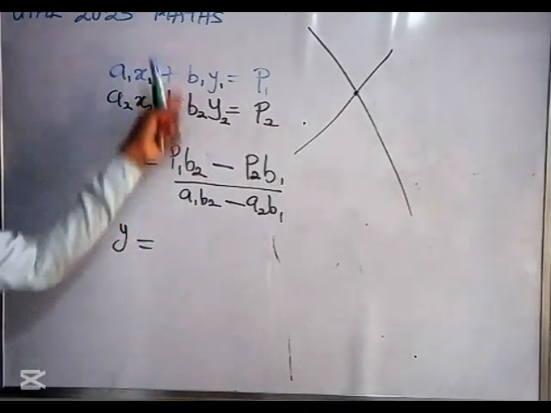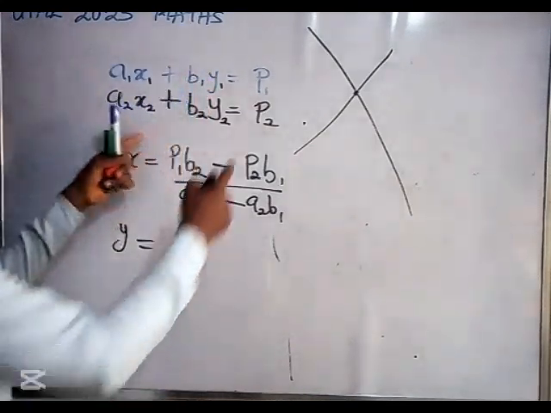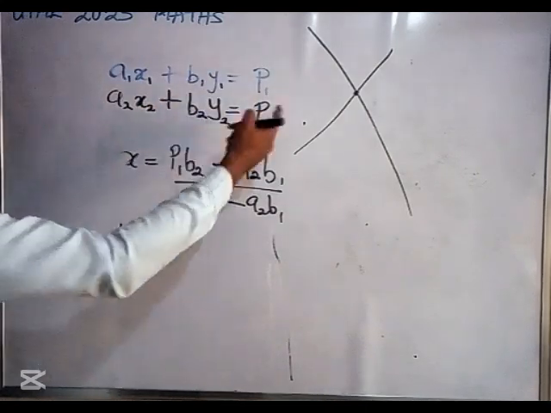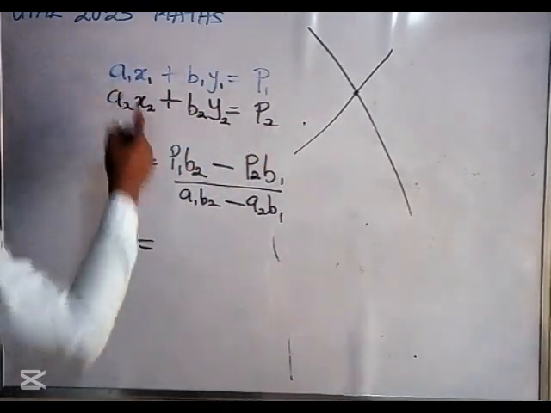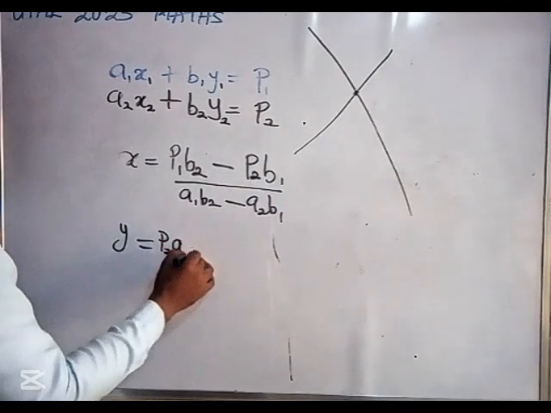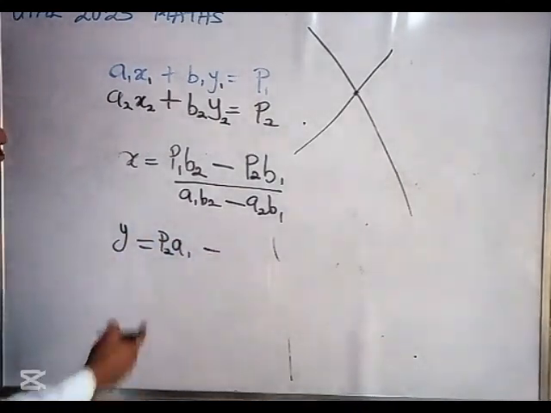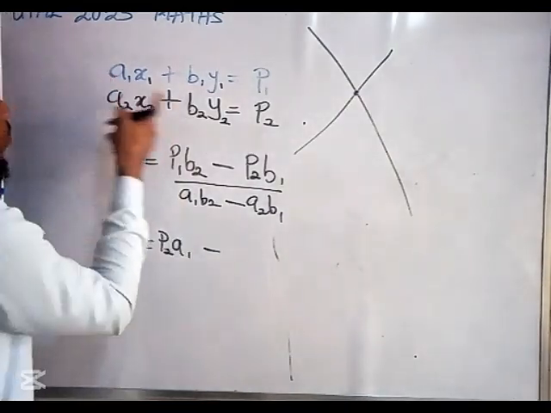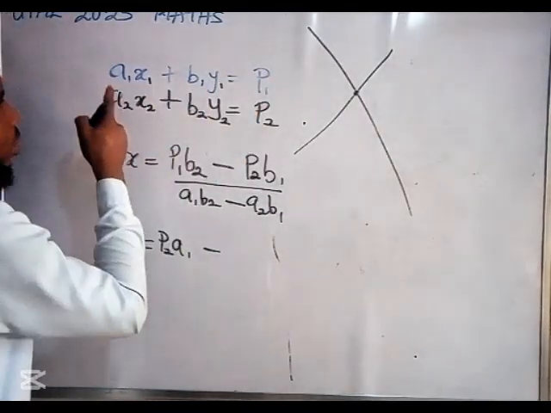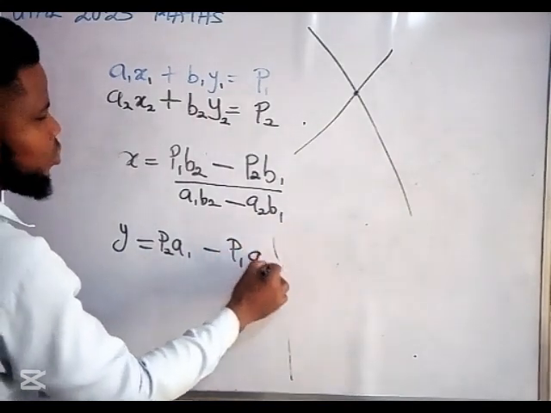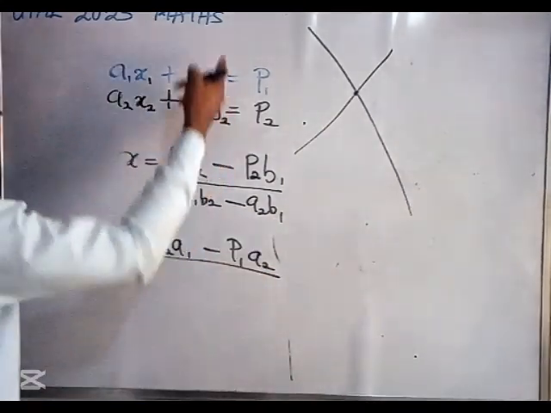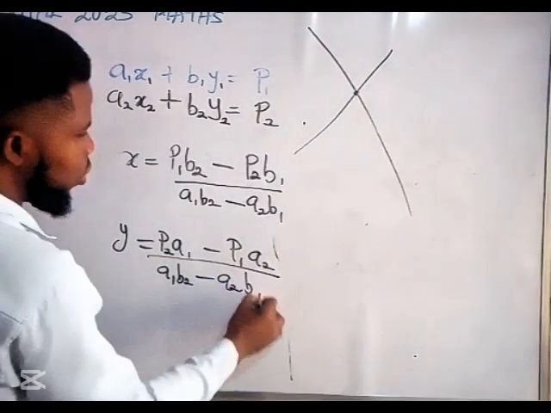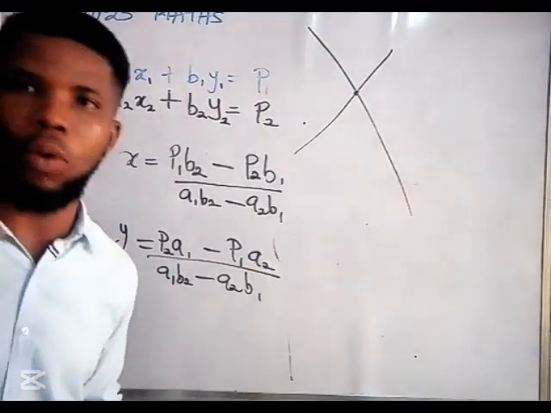For y, I'm going to avoid this column. So to get y, I'm working with these other two. For y, you say a1 P2 minus a2 P1, all over the same thing here, that's a1 b2 minus a2 b1. This is the fastest way to get your solution.